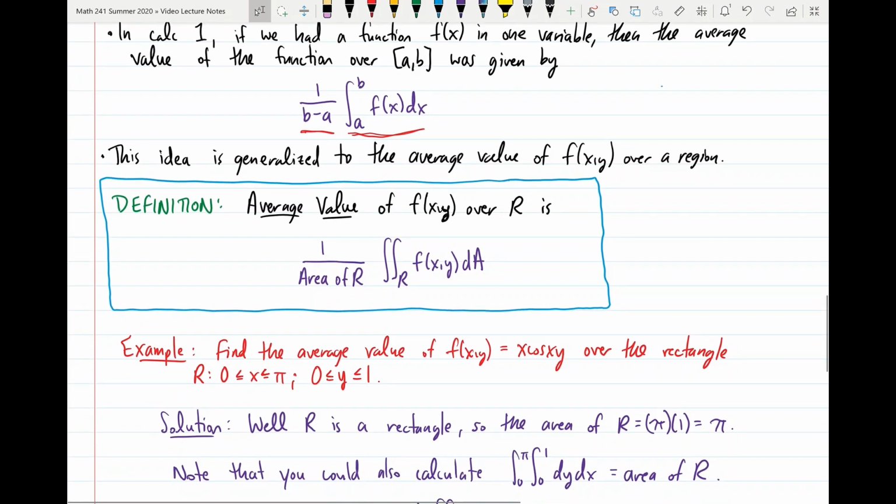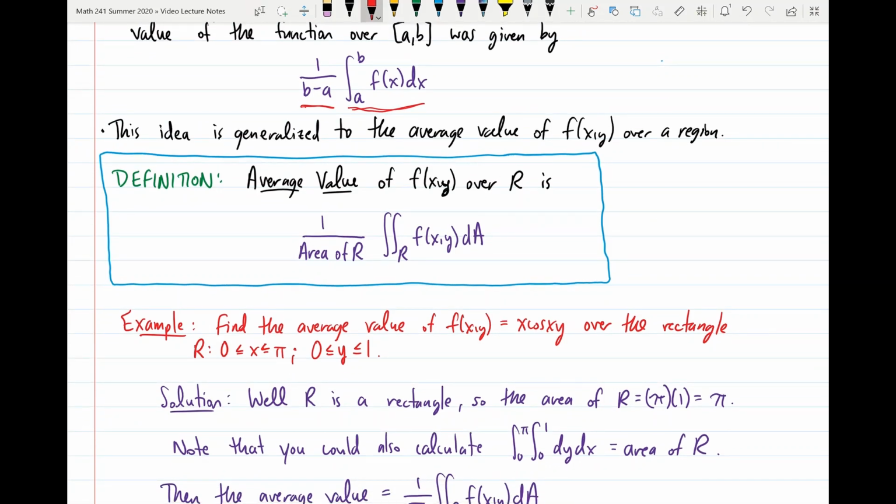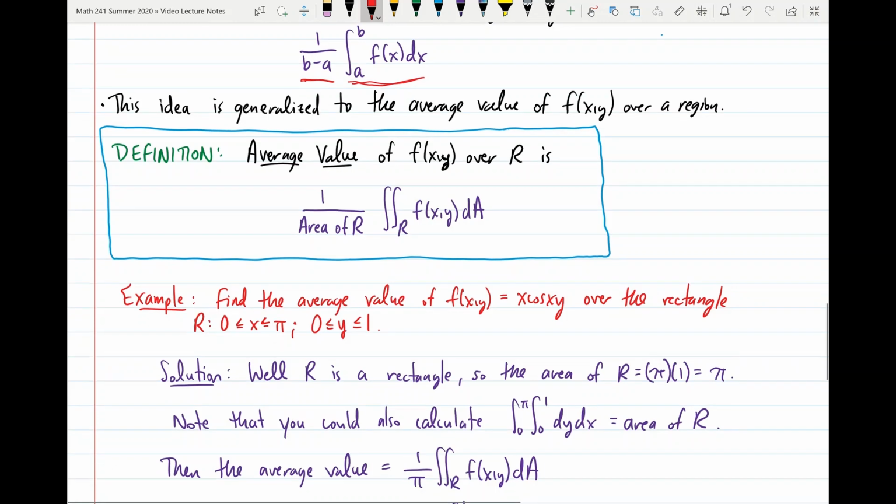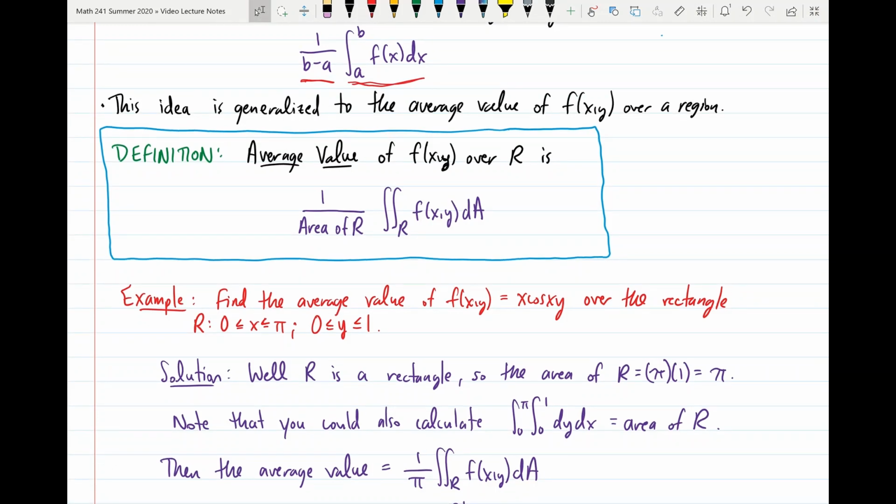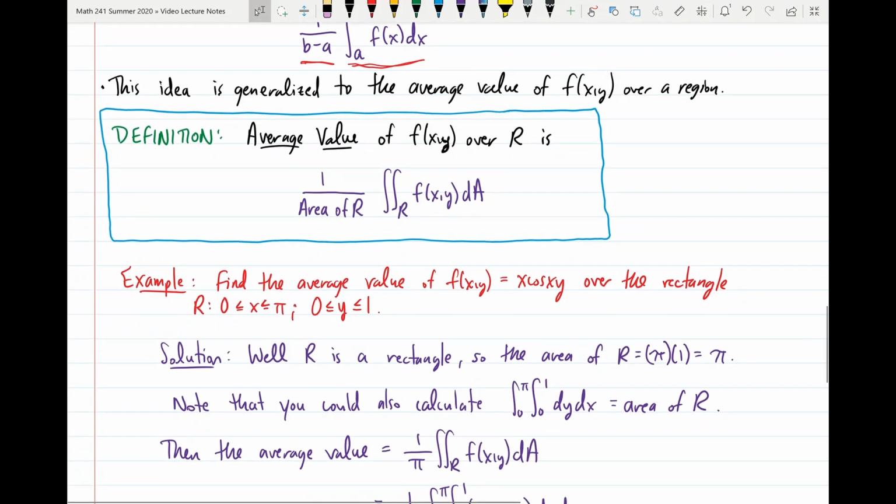And so we just figured out how to find the area of arbitrary regions in the plane. And then we're going to multiply by the integral of our function f of x, y over the region R. So hopefully that makes sense to you now why this is a generalization of the definition we have from Calculus 1.